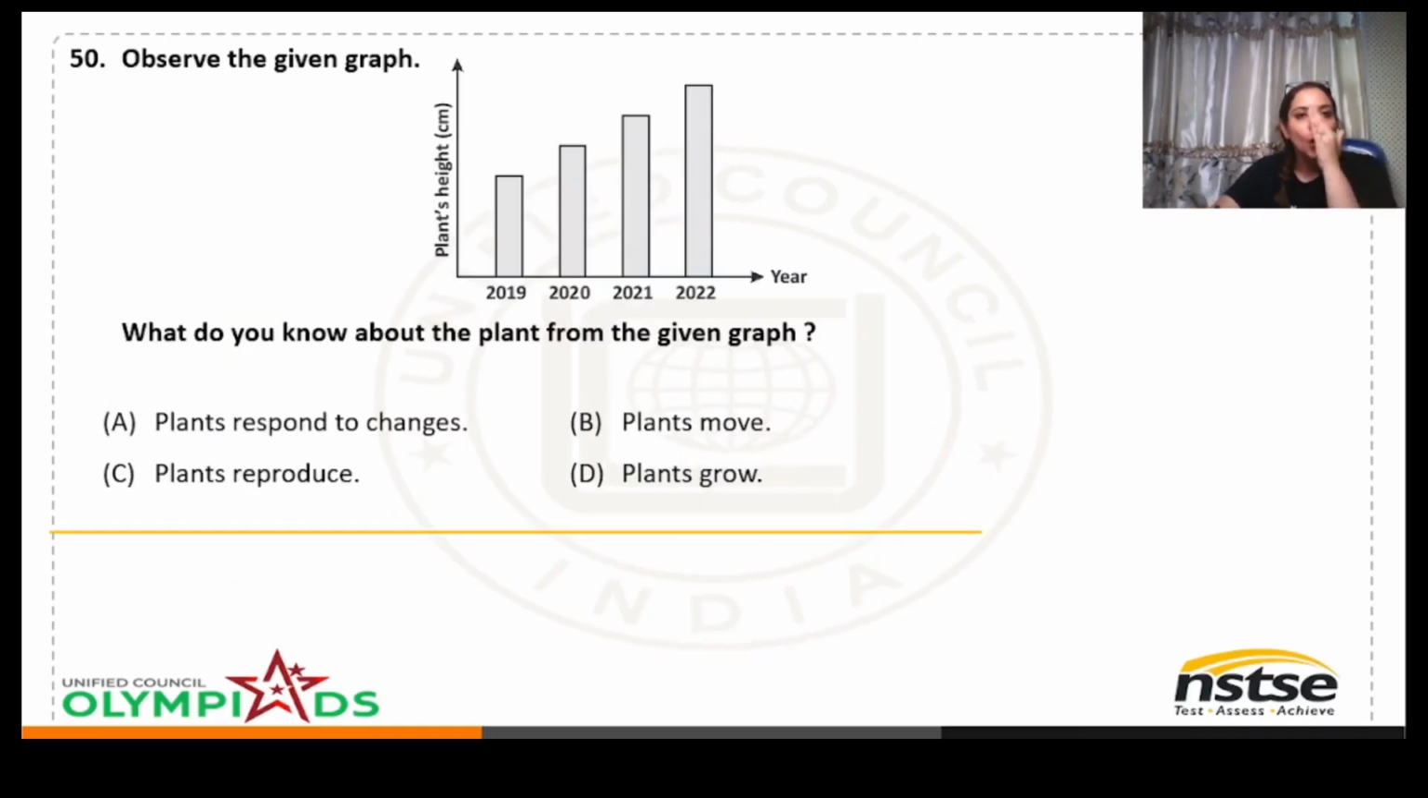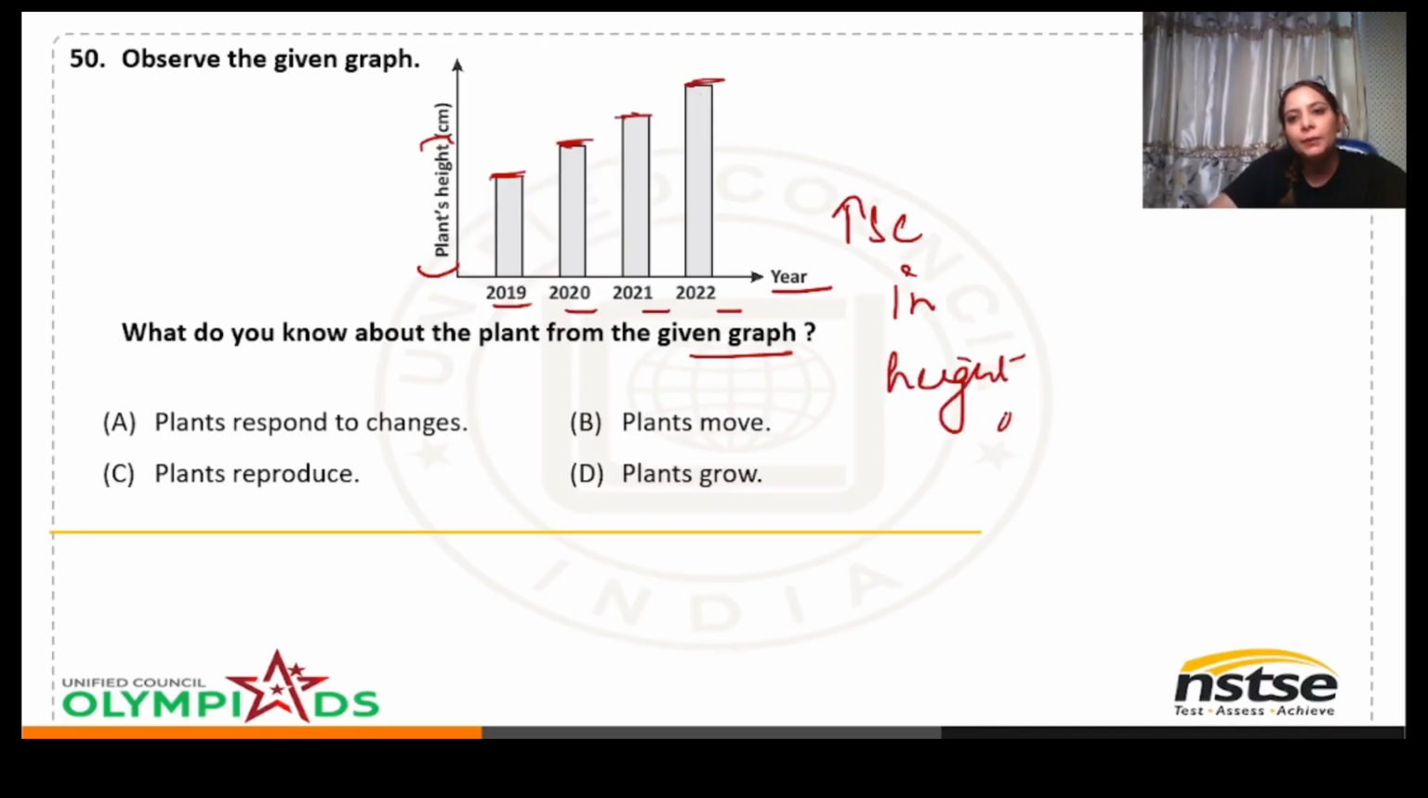Next one is, observe the given graph. We have a graph where it is plotted between plant height versus passing years, 2019, 20, 21 and 22. What do you know about the plant from the given graph? Obviously we can see that height is increasing. Like in 2019 it is this much, then 20 it has increased to this, again increase. So we can see by looking at the graph that there is an increase in height of the plant.